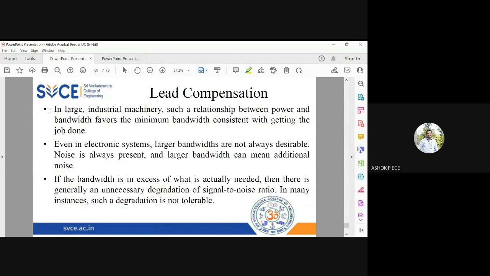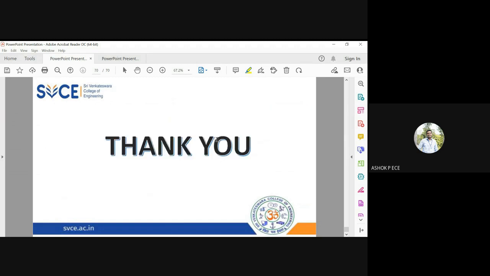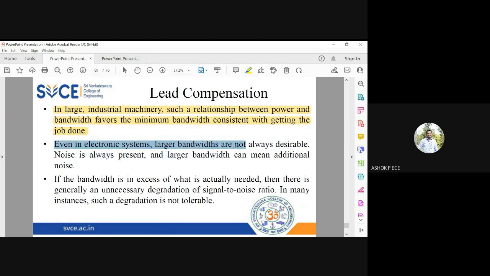In large industrial machinery where power and bandwidth are very constraining factors, careful design has to be done to ensure that this is going to be effective. In electronic systems, large bandwidths are not always desirable. Noise is always present, and larger bandwidth means you are going to have more noise. If the bandwidth is excessive, there is unnecessary degradation of SNR. Signal-to-noise ratio degradation will be there, and if that degrades, then the complete signal quality is going to be lost.